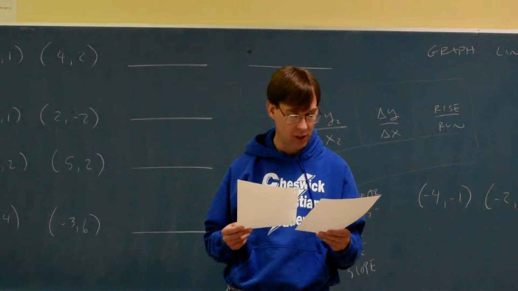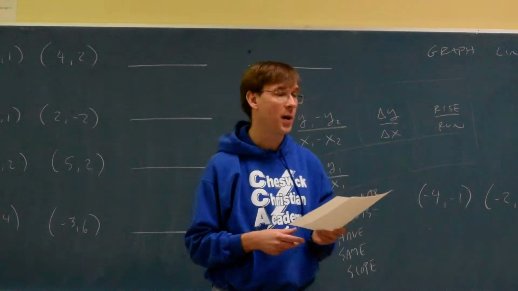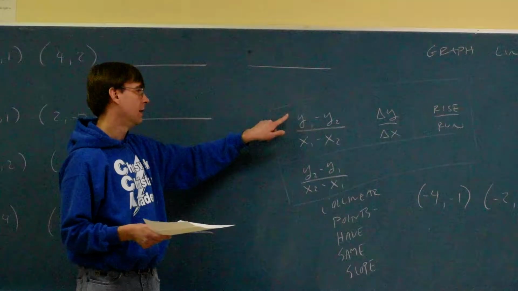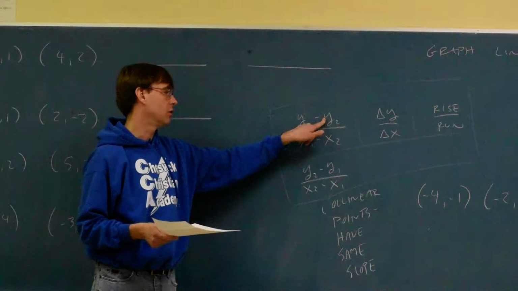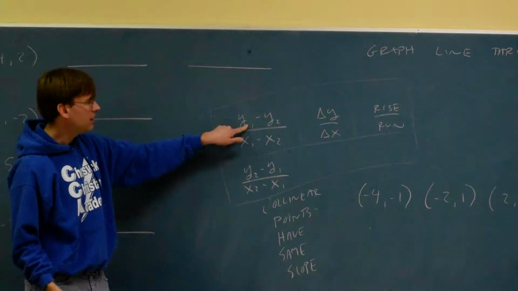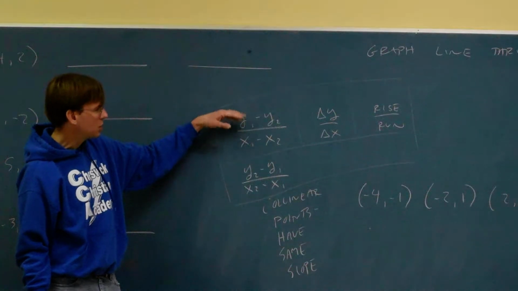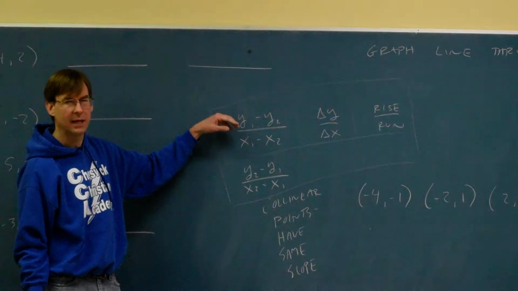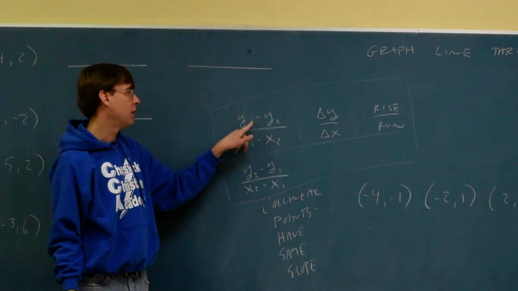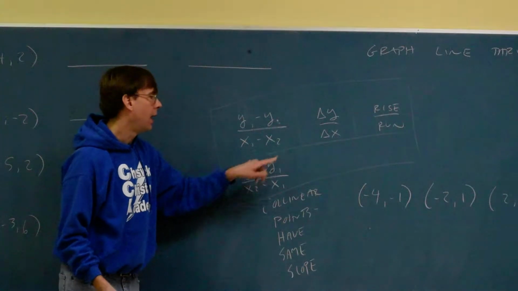S-T-E-E-P-N-E-S-S, steepness. There's three formulas for slope, and they're written on the other paper, and they're behind me on the board. One of them is y1 minus y2 on top of x1 minus x2. These little numbers at the bottom are called subscripts. They're in the opposite position of exponents, but they don't mean anything like exponents do. What these are just doing is differentiating between two different y's and two different x's.